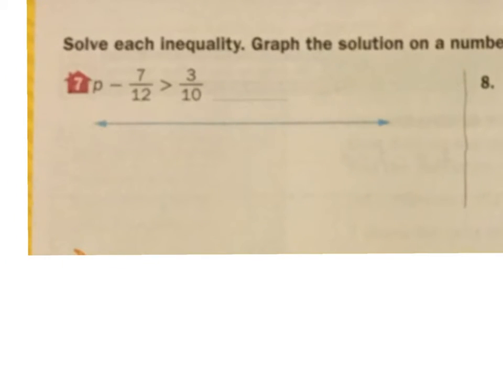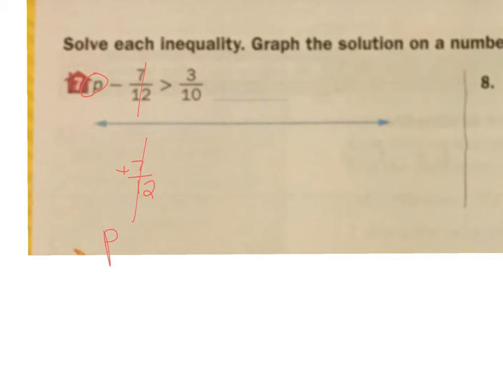Fractions that don't have the same denominator. We get to practice a lot of skills. So we want to find out what p is. And to get rid of this minus 7/12, we have to add 7/12 to each side. And when I add 7/12 to this one, it cancels it out.